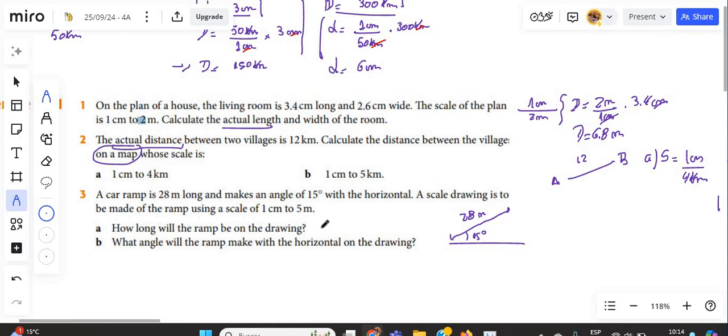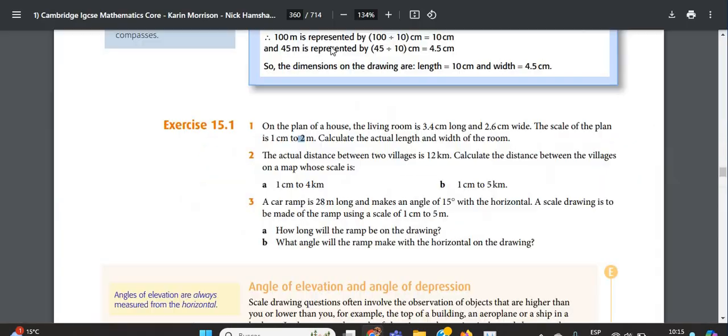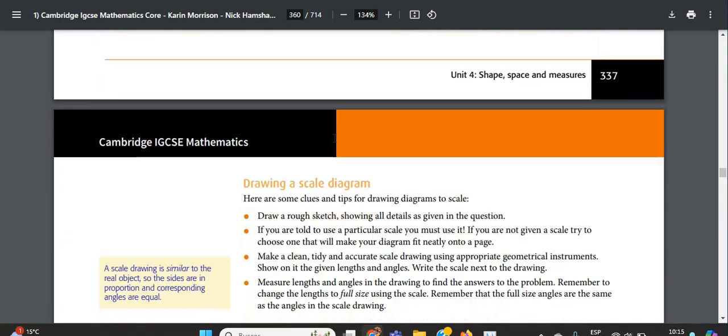Again, you have to find the distance on the map. What angle will the ramp make with the horizontal on the drawing? The angles are always the same. When doing maps, the angles on the map and the angles in real life are the same. So the angle will be the same, but you have to convert these 28 meters to centimeters. Okay. We don't see angle of elevation.